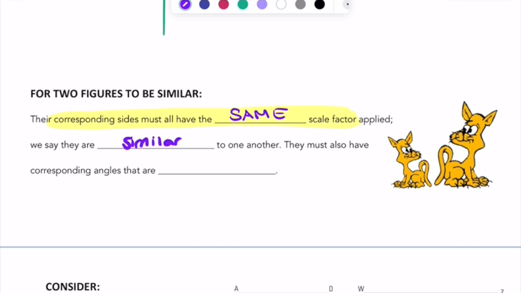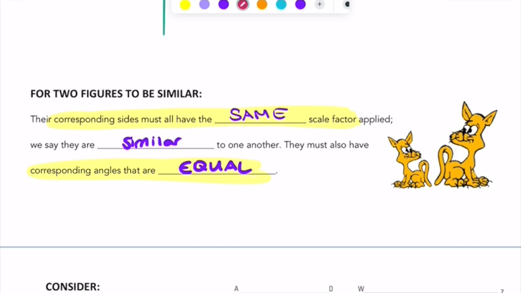Except there is one more condition. So that first condition, the highlighted yellow condition we have. But the second condition is that their corresponding angles are equal. So what does that mean? Well, let's walk through a little mini example.